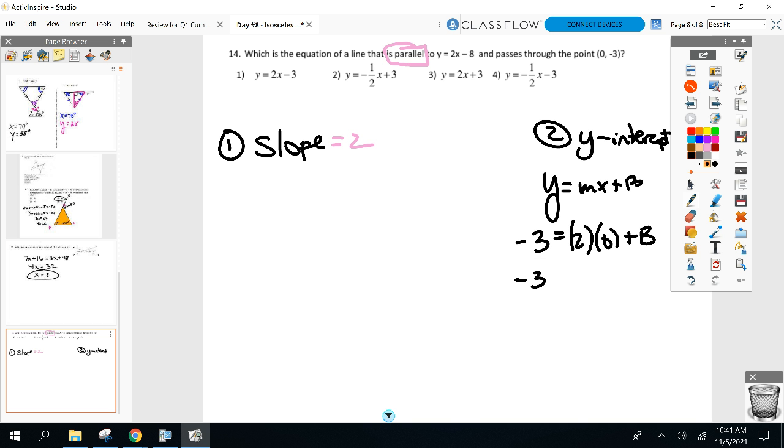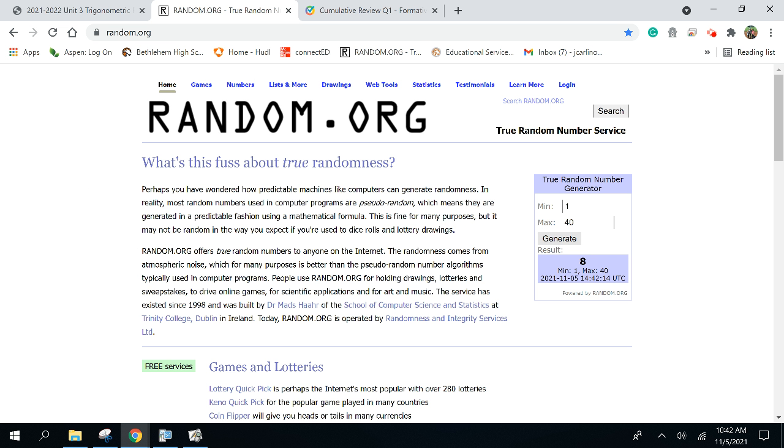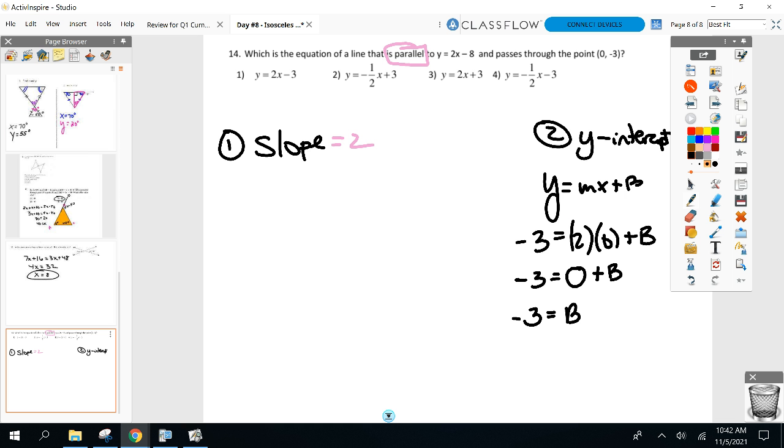Negative 3 equals 2 times 0, 0 plus b. Move the 0 over, however you do it. What's going to be my y-intercept? Negative 3. Let's put the two together. What's my equation of the line? Romeo, equation? Y equals 2x minus 3.